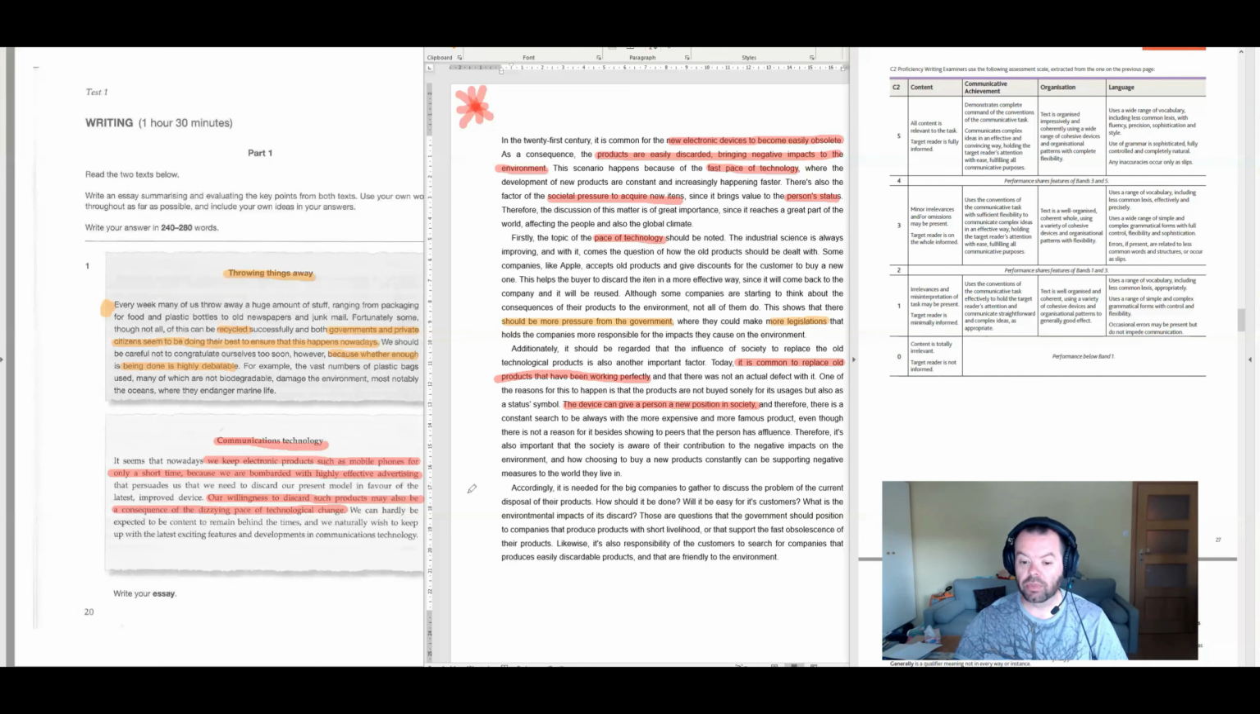How should it be done? Will it be easy for its customers? What is the environmental impacts of its discard? Those are questions that the government should position to companies that produce products with short livelihood or that support the fast obsolescence of their products. Likewise, it's also a responsibility of the customers to search for companies that produces easily discardable products and that are friendly to the environment.